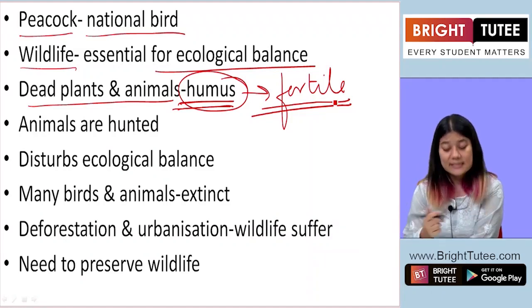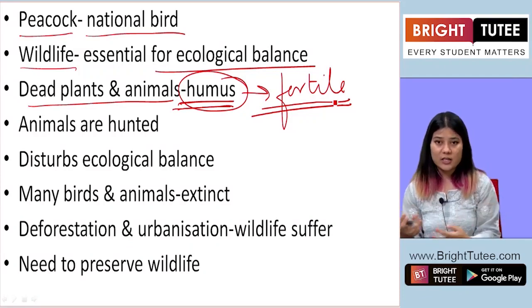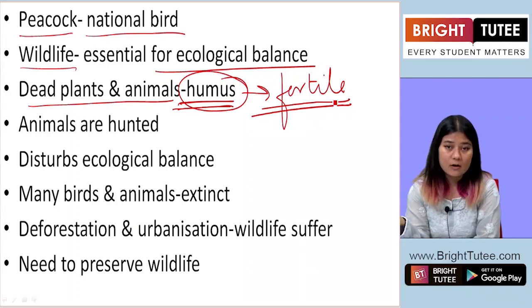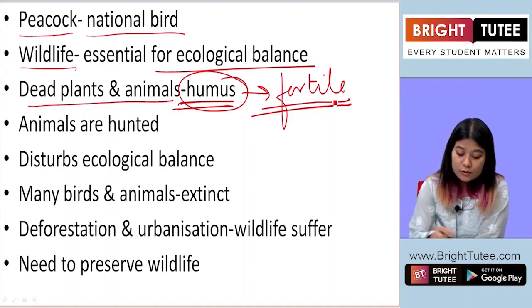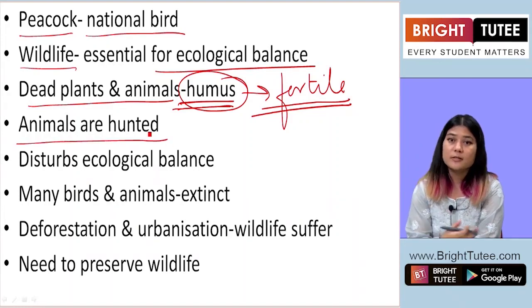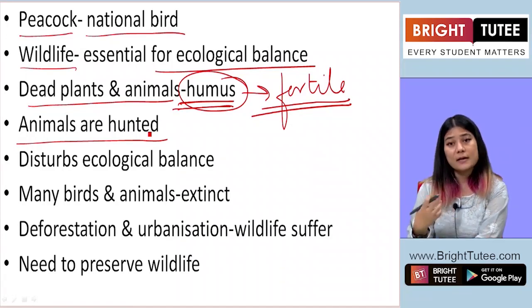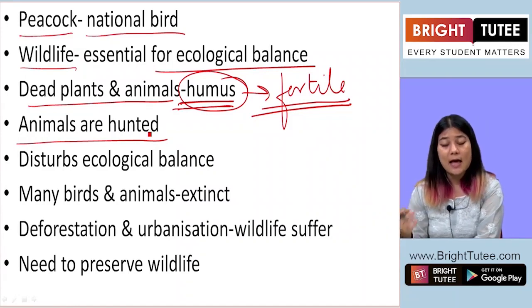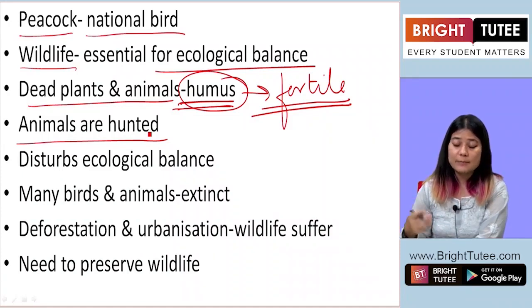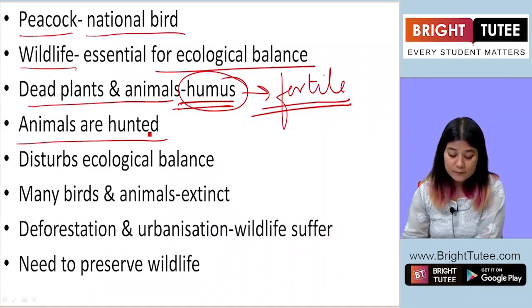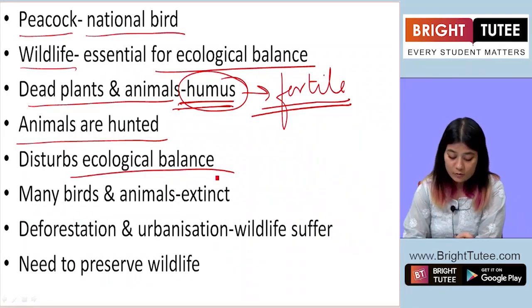Now, we know that this balance, the environment, the wildlife and the vegetation, is not protected lately. It's being harmed by human beings and their activities. Animals are being hunted by hunters and poachers. Animals are being killed, so much so that some of the animals are extinct and others are on the verge of extinction. If we keep on killing and hunting animals, that will cause disturbances to the ecological balance.